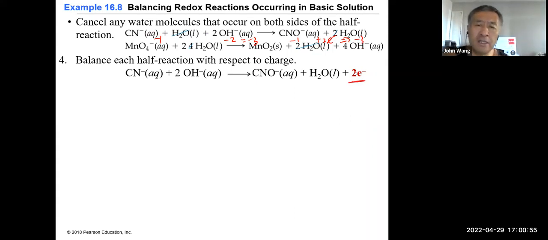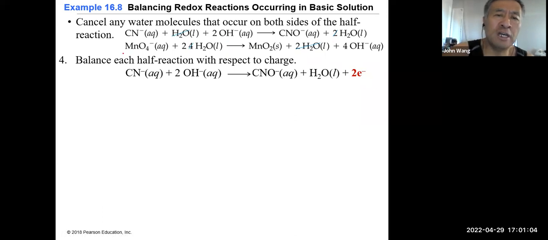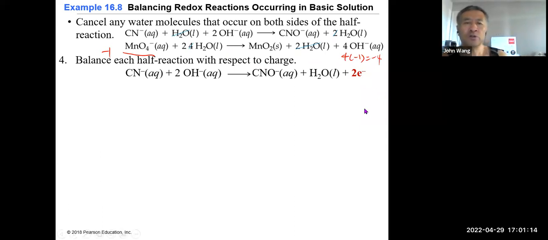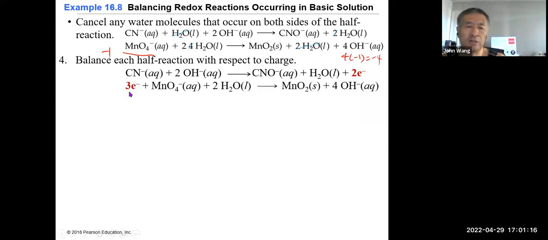And then for the second equation, you check the charge also. How many charges on the left? -1. Now how many charges on the right? 4 times -1, -4. So therefore you want to add 3 electrons on the left. All right, so now for these two equations, everything is balanced. The atoms are balanced in each by themselves.